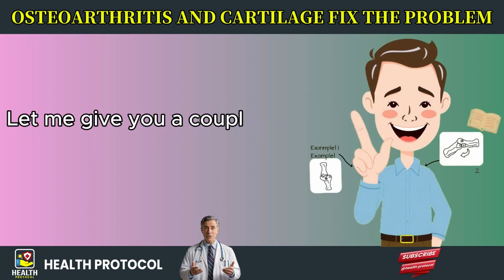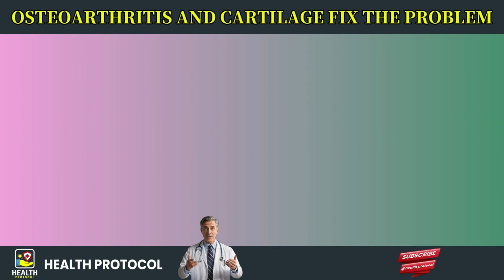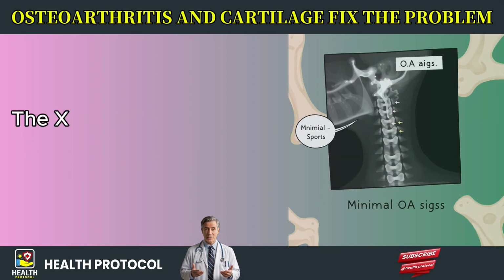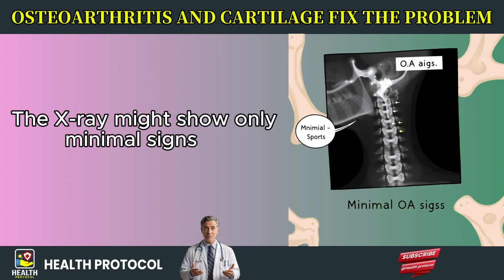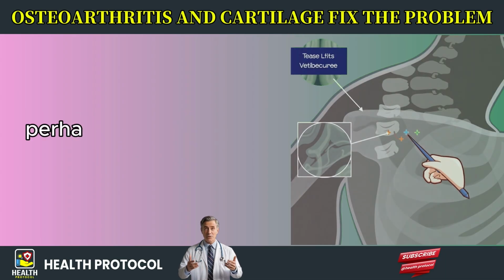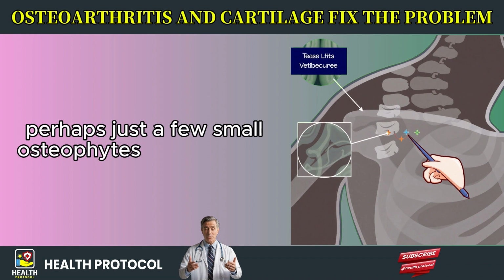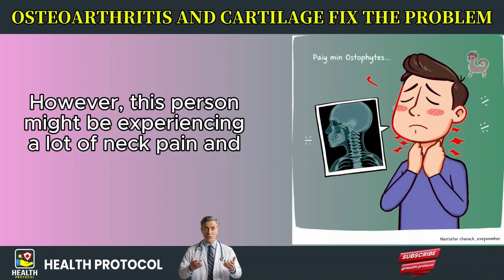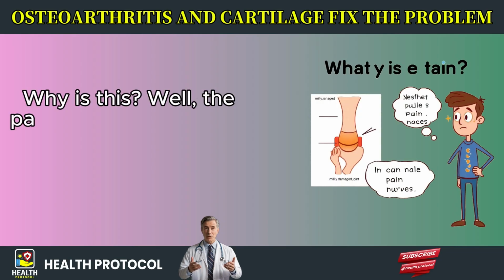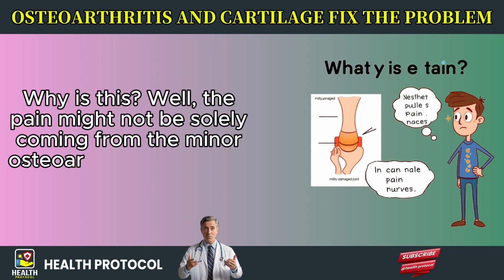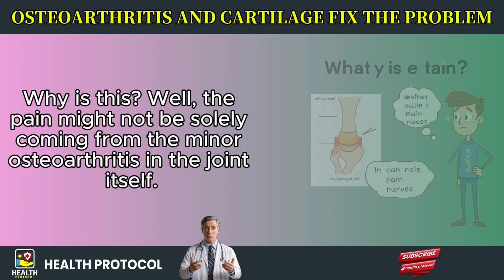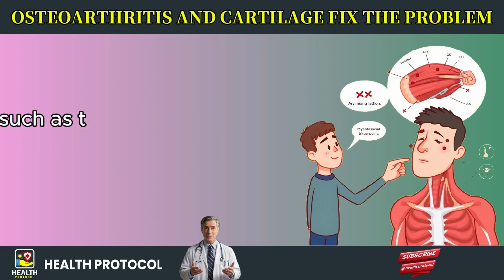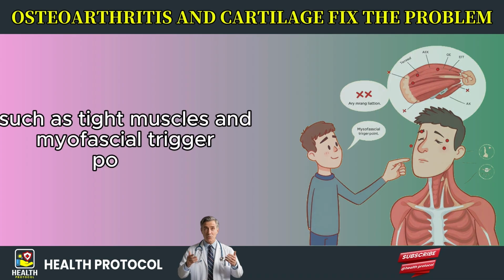Let me give you a couple of examples to illustrate this point. Imagine we're looking at an X-ray of someone's neck. The X-ray might show only minimal signs of osteoarthritis, perhaps just a few small osteophytes, bone spurs. However, this person might be experiencing a lot of neck pain and stiffness. Why is this? Well, the pain might not be solely coming from the minor osteoarthritis in the joint itself. It could be originating from other structures around the bones, such as tight muscles and myofascial trigger points.